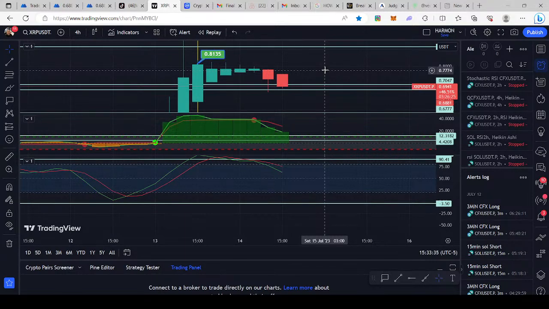After Coinbase relisted, it went down. Yeah. Yep. So let that sink in. Let that sink in.